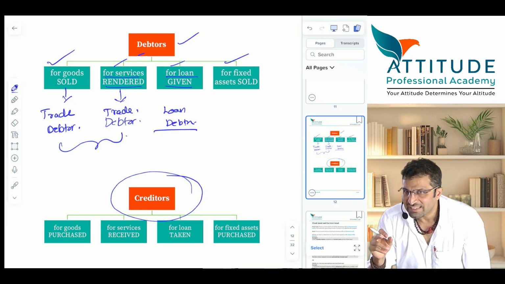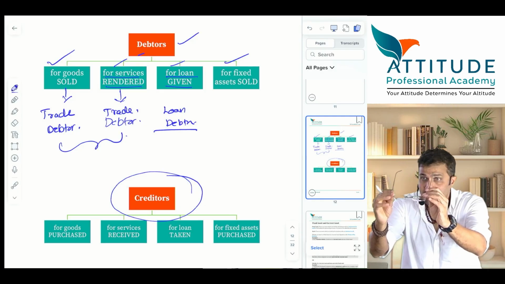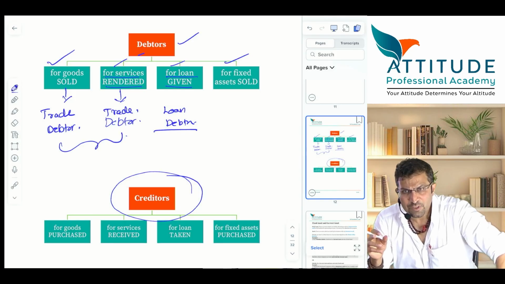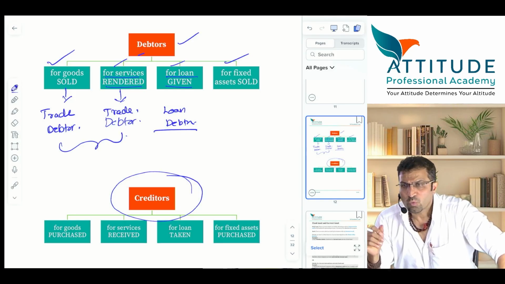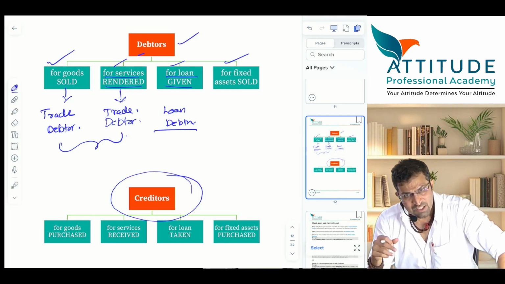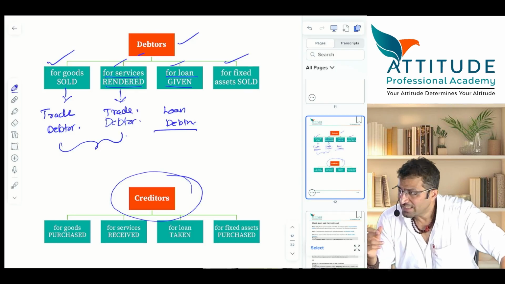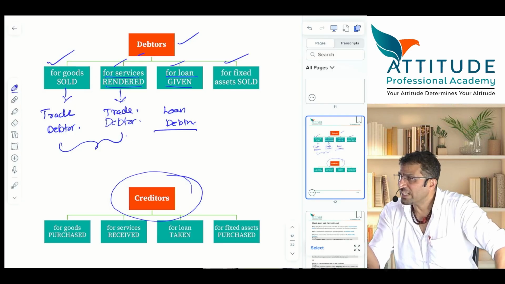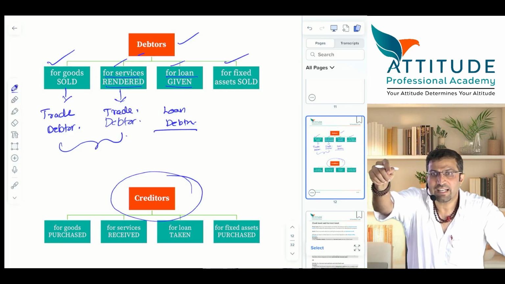You are not trading in AC. You are trading in specs, so those are goods. AC is a fixed asset. There's a difference between goods and fixed assets, yes or no? What are goods? Goods are assets which are purchased with an intention to sell. Fixed assets are assets which are purchased with an intention to use. Is it understood?